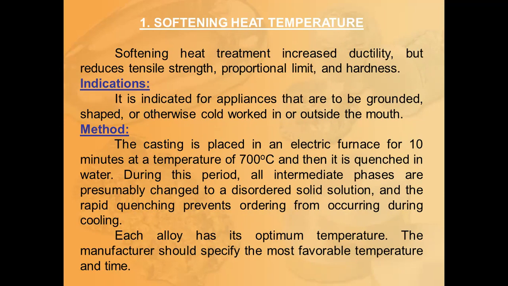Method. The casting is placed in an electric furnace for 10 minutes at a temperature of 700 degrees centigrade, and then it is quenched in water. During this period, all intermediate phases are presumably changed to the disordered solid solution, and the rapid quenching prevents ordering from occurring during cooling. Each alloy has its optimum temperature. The manufacturer should specify the most favorable temperature and time.